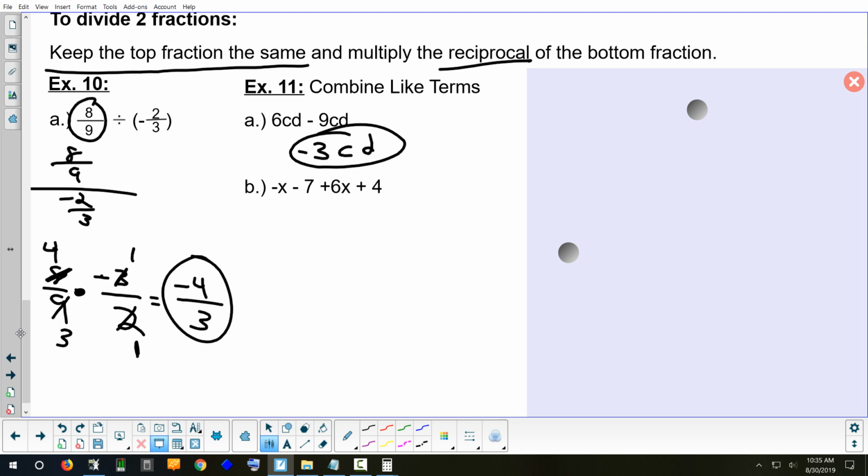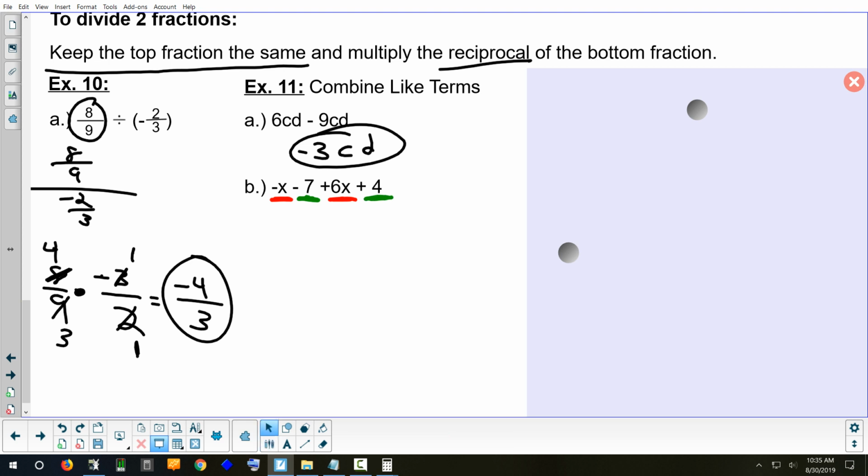All right, how about example B? Can we combine everything there into one thing? No, you can combine some of what's there. Okay, maybe into a couple things. Let's look at that. Is there anything that negative x could be combined with? You got to find something else that looks like it. 6x. How about negative 7? Is there anything else that looks like negative 7? Positive 4.